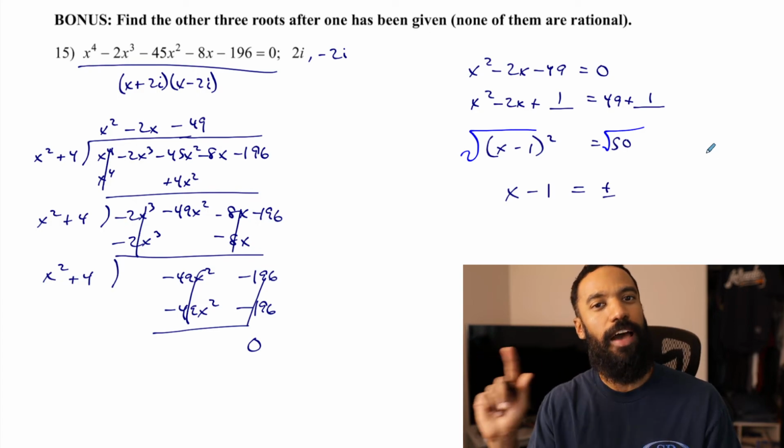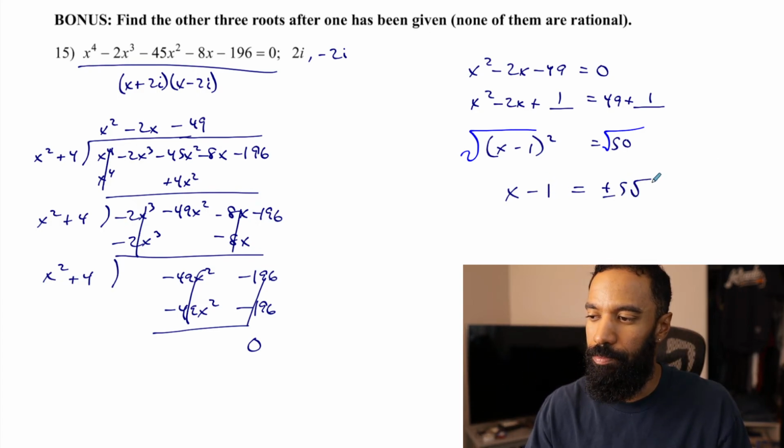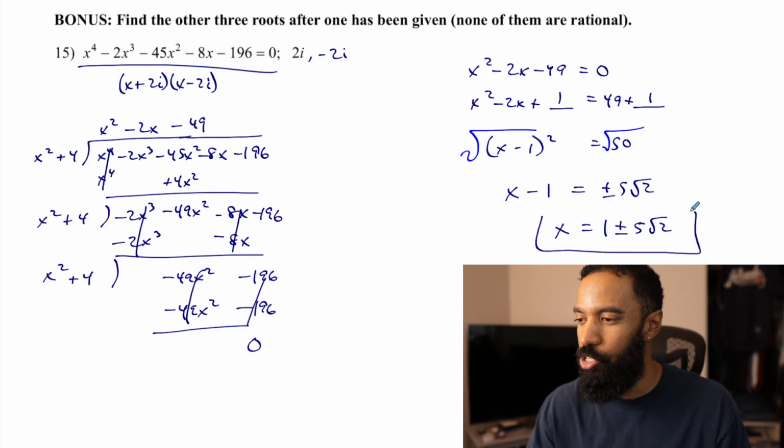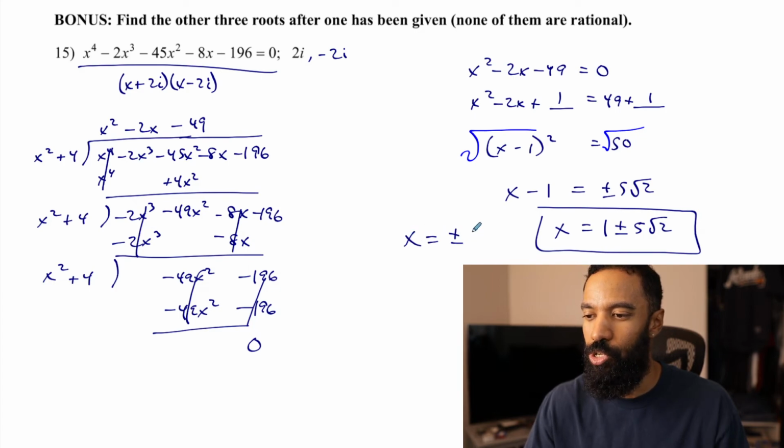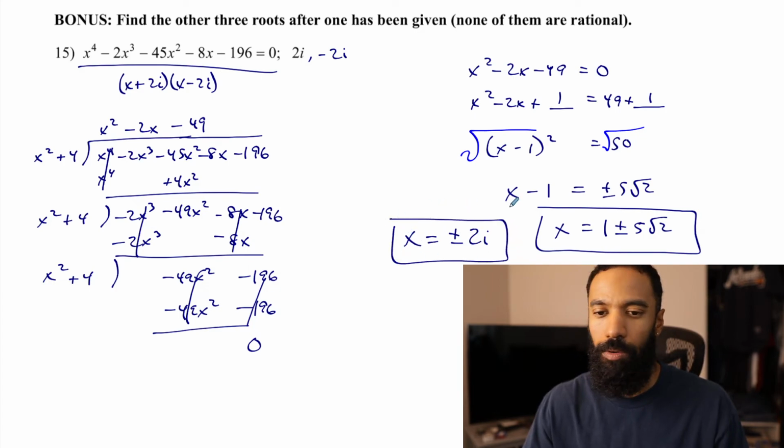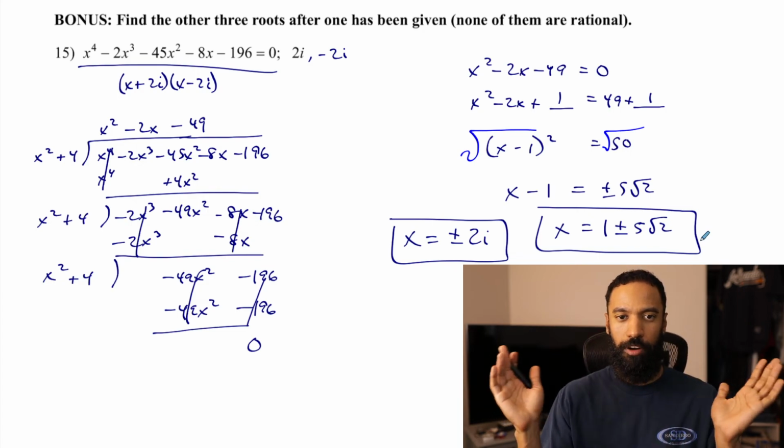Plus or minus root 25 times root 2 is 5 root 2. Add 1 and you get 1 plus or minus 5 root 2. So those are the other two answers there. So we have plus or minus 2i and 1 plus or minus 5 root 2. Those are our 4, right?